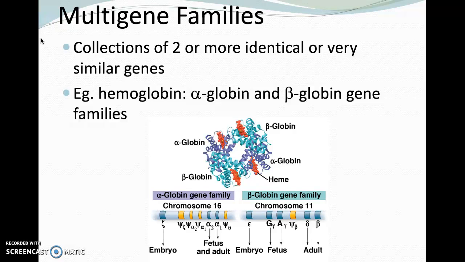It's going to be the same thing for the beta globin. It's going to be very similar, but not identical. So this would be an example of a multi-gene family where, again, you have multiple genes. They're pretty much doing the same thing, but not identical. Almost identical, but not quite.